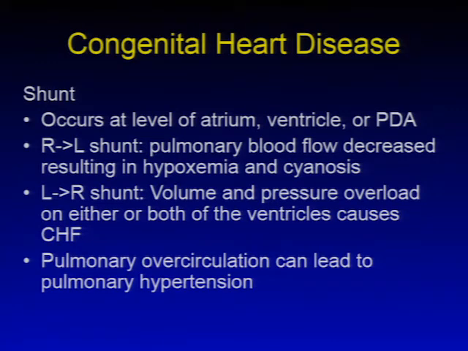Finally, if there's pulmonary overcirculation and the blood cycles into the lungs, back into the heart and shunts from the left to right through a VSD, then what occurs is pulmonary overcirculation. And this over time, if uncorrected, can lead to pulmonary hypertension.